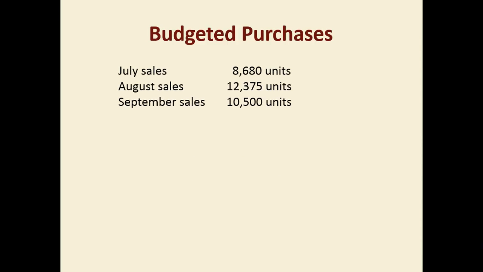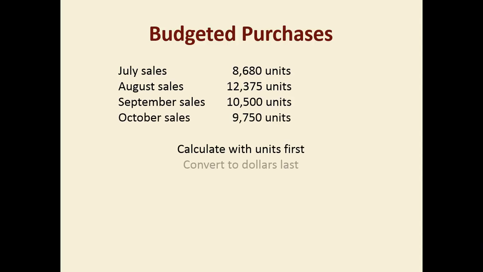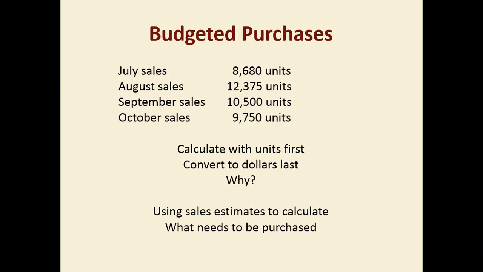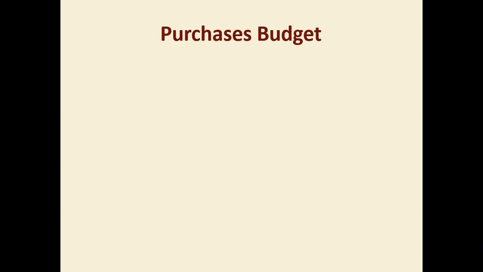So starting with the sales, the budgeted sales, you want to calculate with units first and then convert to dollars. That's because you're using sales estimates to calculate what you need to purchase, but that sales price is not going to equal your inventory cost because that sales price hopefully includes a gross margin.